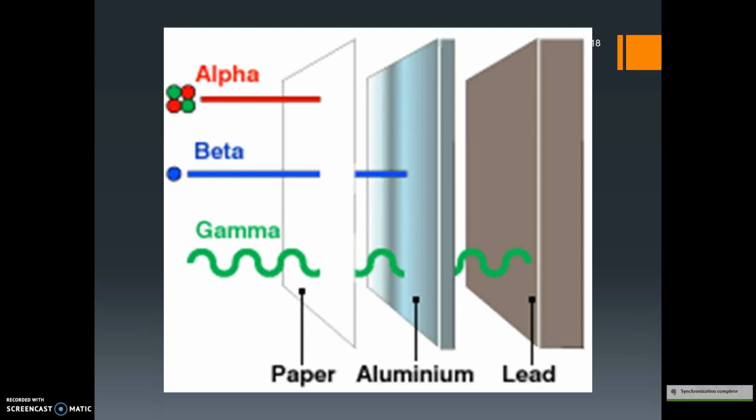Here's a slide that summarises that. You see alpha at the top there being stopped by just a thin sheet of paper. Beta going through the paper, but being stopped by aluminium, and gamma going through pretty much everything apart from lead.